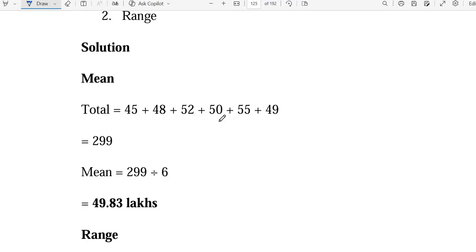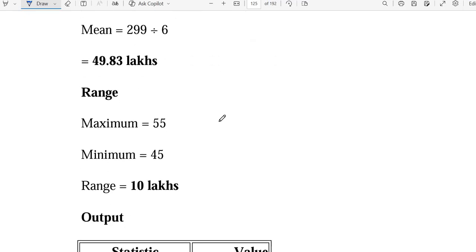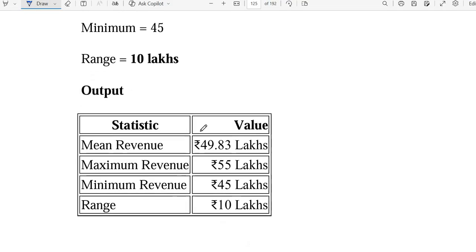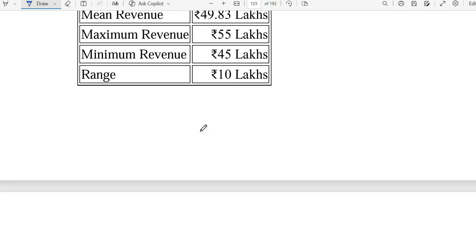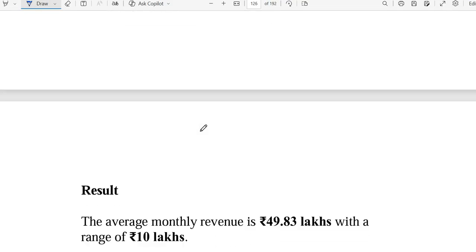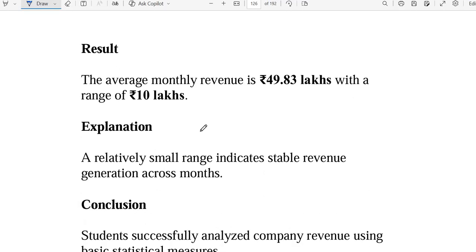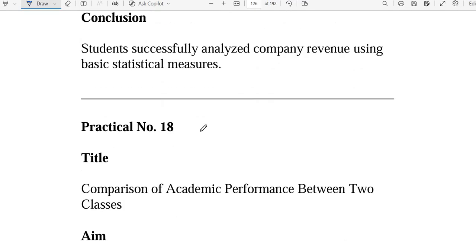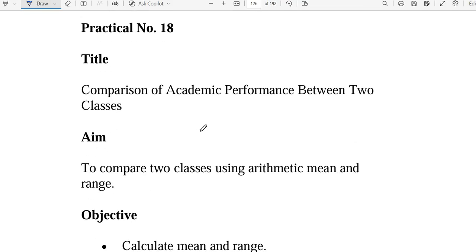This is the solution. Just look at this and you have to do it yourself, because sums are repeating so many times. Same concept, nothing new. Mean, average, differences, range, same concept. Nothing more than that. Yes.